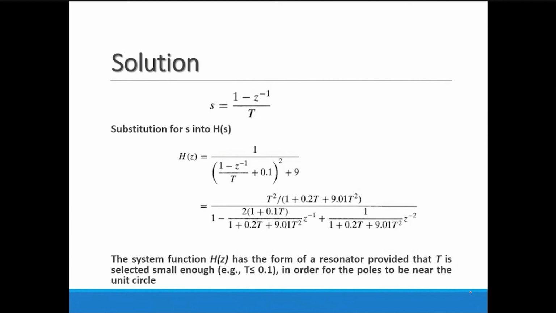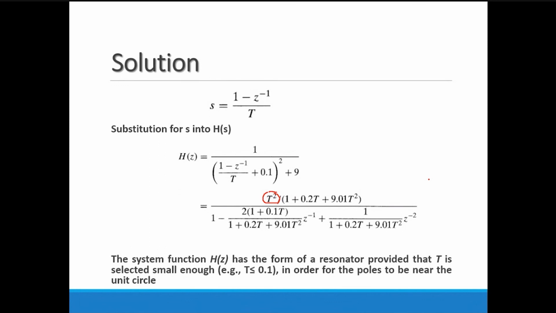Here you see that your equation has the numerator term T square. To get the output from this digital filter, one thing is suggested: the system function H(z) has the form of a resonator, provided that T is selected small enough, where T must be less than or equal to 0.1, for example, in order for the poles to be near the unit circle.